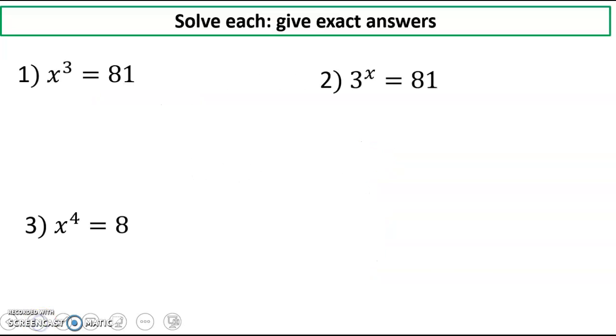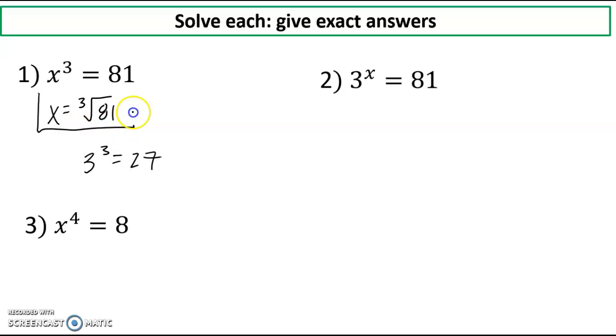All right, let's go through some solving. So give exact answers here. So x cubed, not an exponential equation. What do I do? I take the cube root of both sides. So x is equal to the cube root of 81. Okay, this is not 3, right? Because 3 cubed is equal to 27. So we just keep it as such.